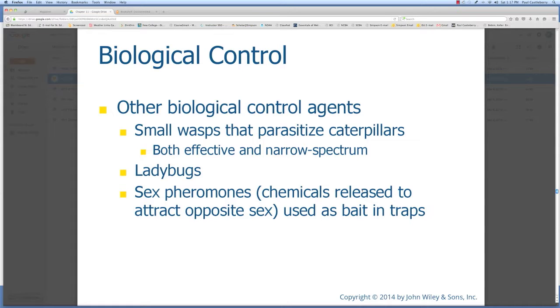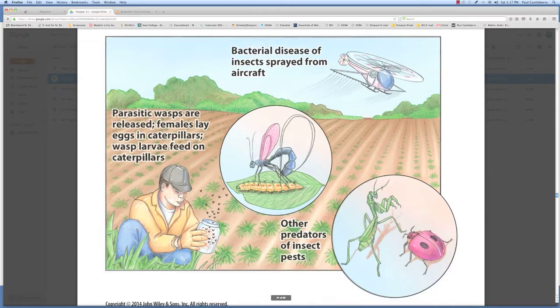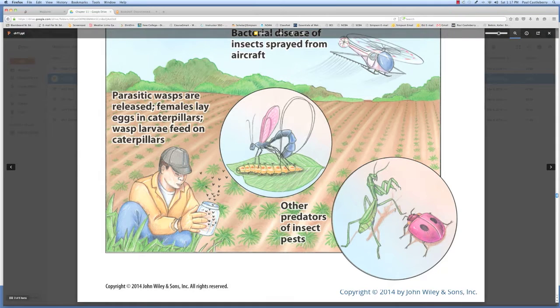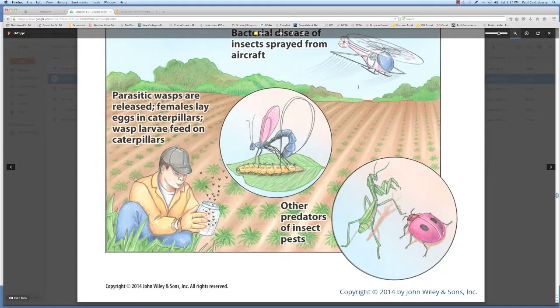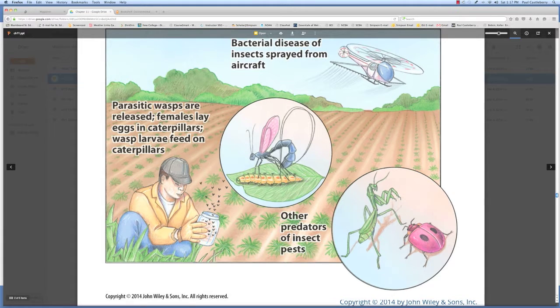Ladybugs also, in fact, I think there's a picture here. You see, ladybugs are a great way of taking care of pests. There you see the wasp actually laying the eggs on the caterpillar. And there's the release of wasps, and also some of the bacterial disease of insects sprayed from aircraft.